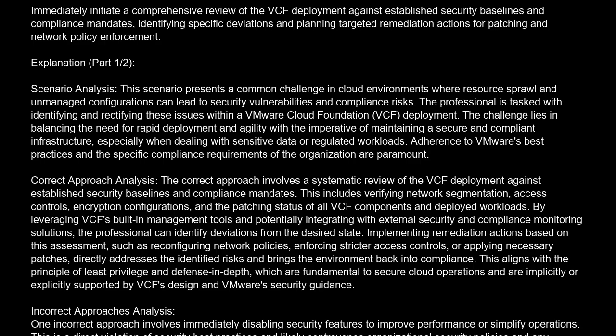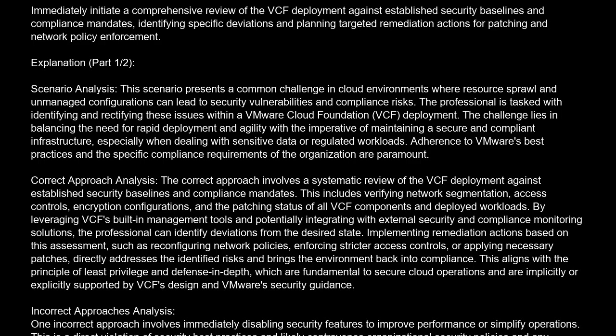Explanation: scenario analysis. This scenario presents a common challenge in cloud environments where resource sprawl and unmanaged configurations can lead to security vulnerabilities and compliance risks. The professional is tasked with identifying and rectifying these issues within a VMware Cloud Foundation (VCF) deployment. The challenge lies in balancing the need for rapid deployment and agility with the imperative of maintaining a secure and compliant infrastructure, especially when dealing with sensitive data or regulated workloads. Adherence to VMware's best practices and the specific compliance requirements of the organization are paramount.